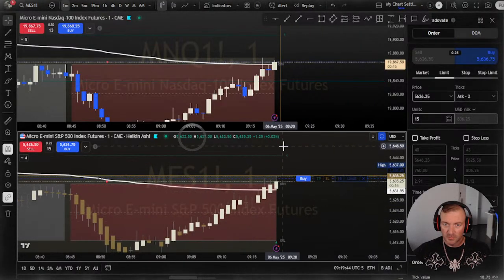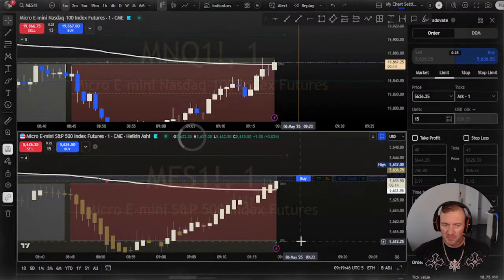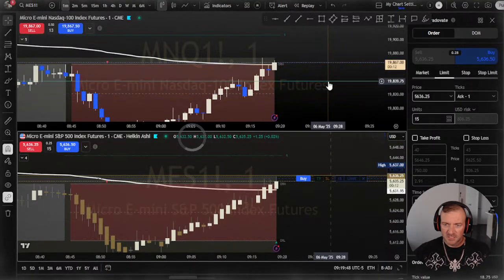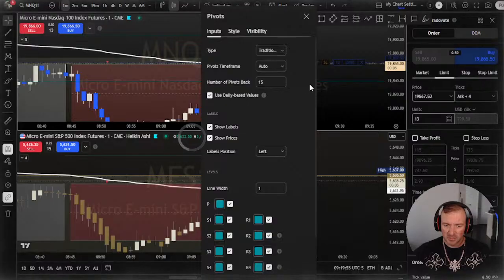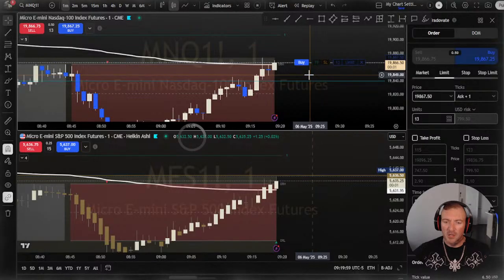Are we going to go up to the pivot point? What is this? Is that not a pivot point? What is this line here? That's not one of mine. It's not a drawn line. It is a pivot point line. Oh, that's why.